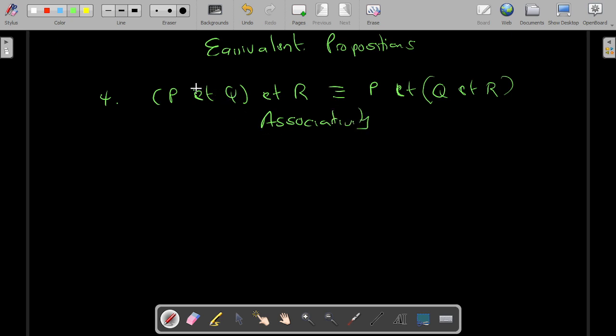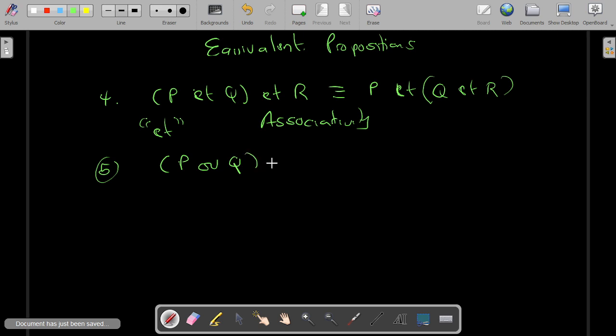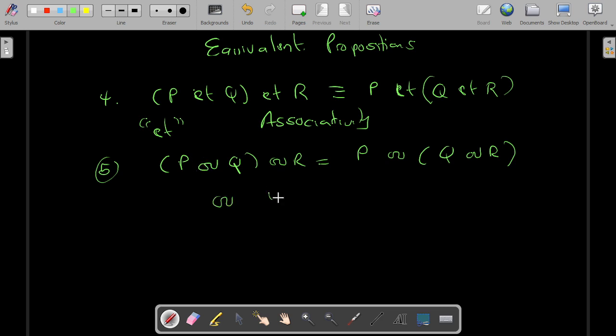So this means that the AND operator is going to be associative. Now the fifth property that we have is P or (Q or R) is going to be equal to (P or Q) or R. So again, the order in which these are composed by the operation OR does not matter. So again, here we conclude that OR is associative. So that's one property again.